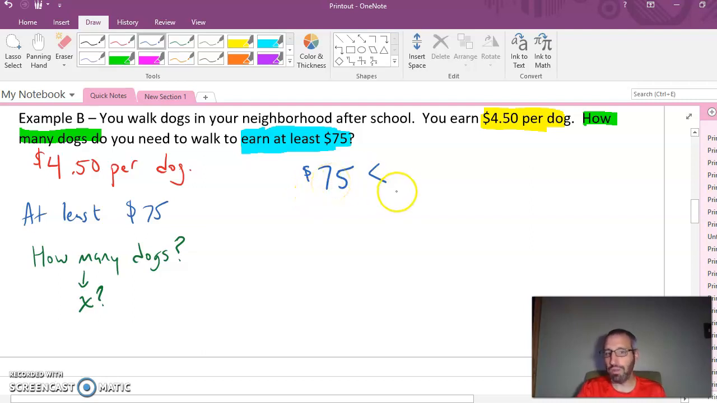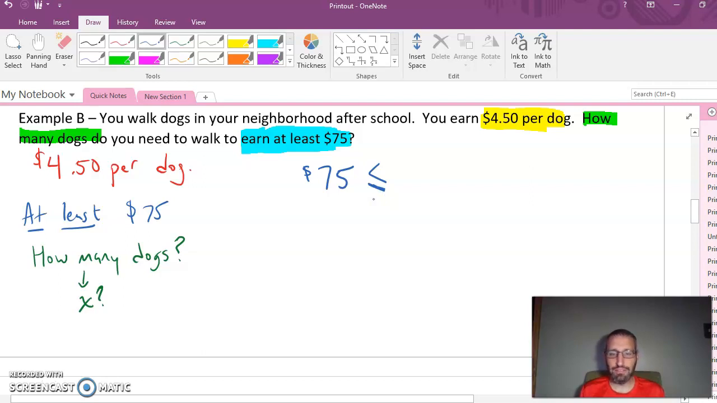So I'm going to open up my inequality in the other direction, away from that 75. Now, the phrase "at least $75" tells me that if I earn $75, that's good. That's okay. So if that's okay, I can add that equal to sign underneath it.